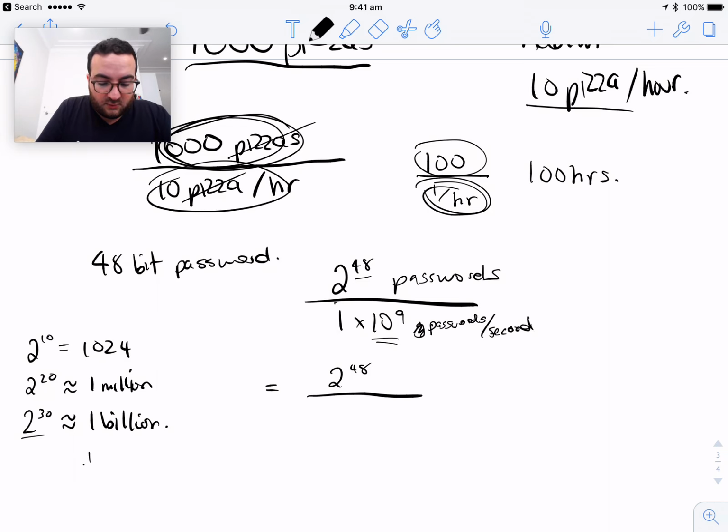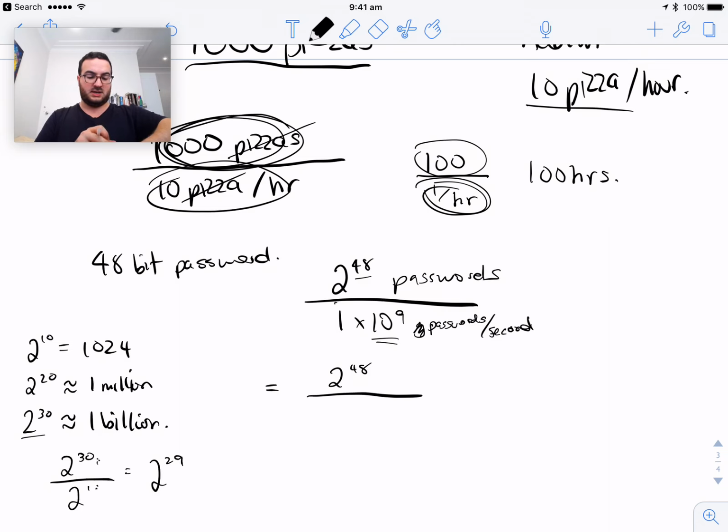If you wanted to know what half a billion was, well, you just take 2 to the 30 and you divide it by 2. Let me get rid of this. I'll write that again: 2 to the 30. What's half a billion as a power of 2 number? Well, you just take 2 to the 30 divided by 2 to the 1, and the way the log laws work is you just take away 1 from 30, so it just becomes 2 to the 29. So there's a really nice shortcut for you there.